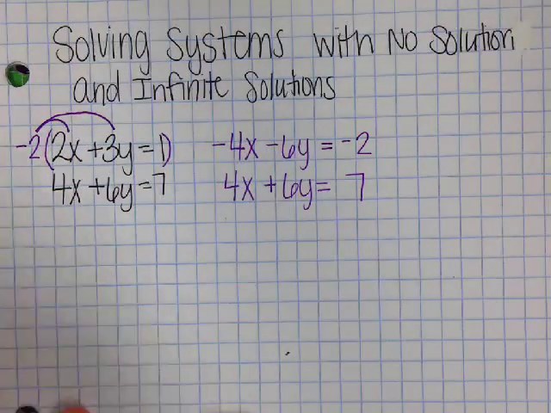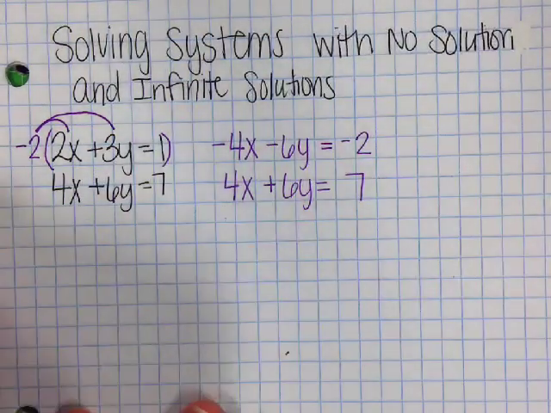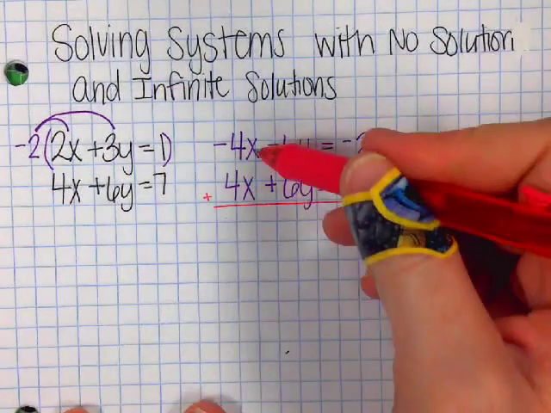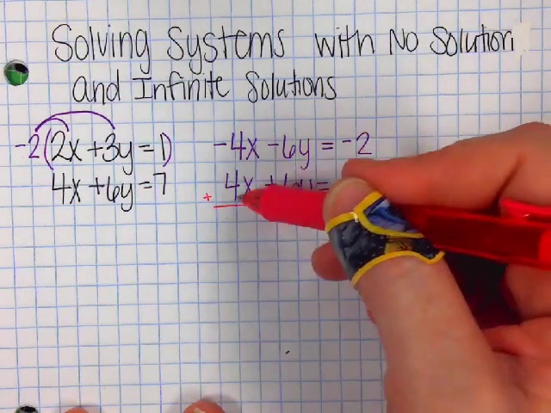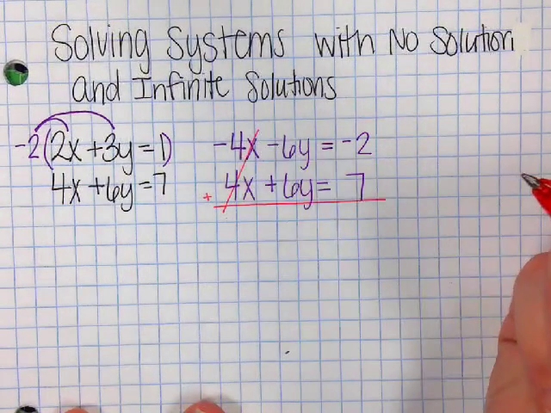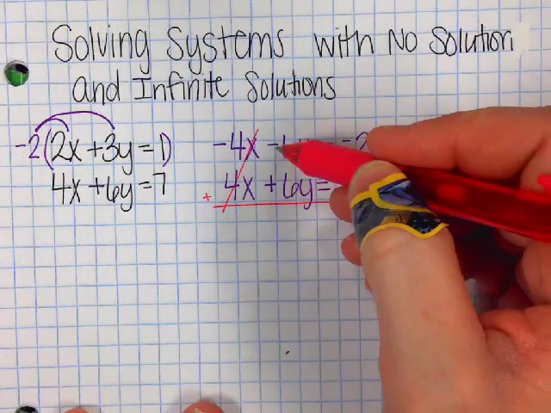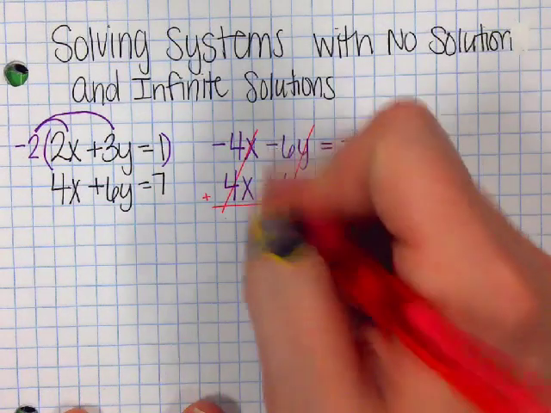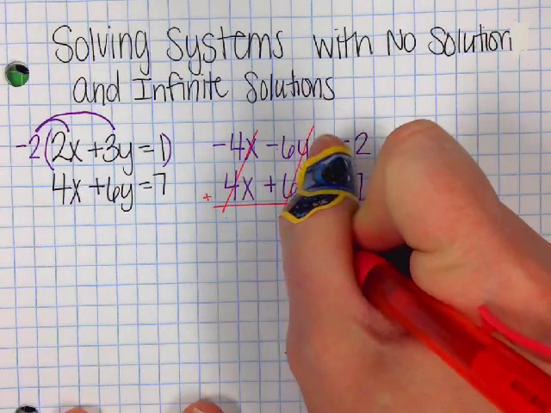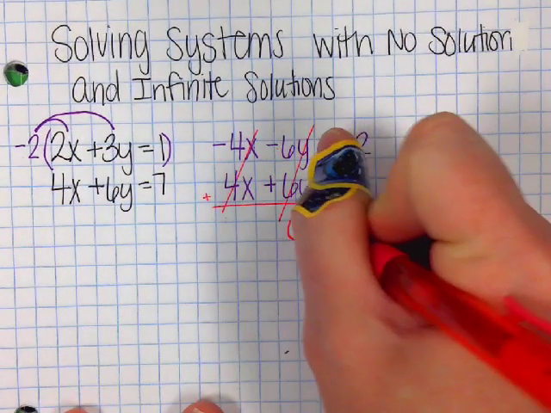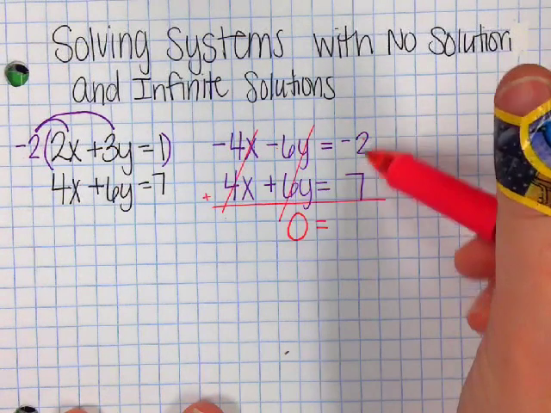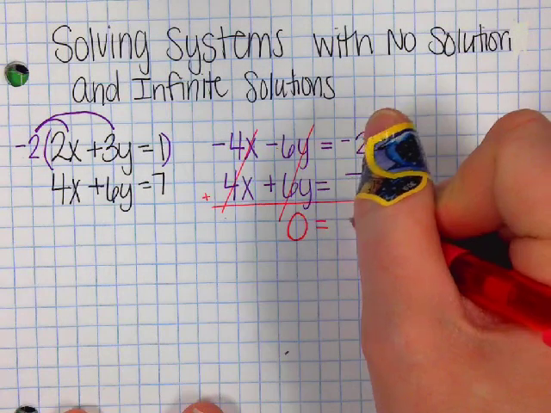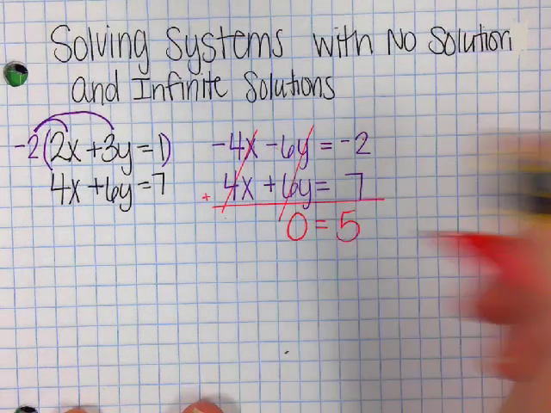Okay, now we're going to go ahead and actually combine them. So if I combine this equation, the -4x plus 4x, that cancels. Well, now look at this. -6y plus 6y, that also cancels. So that means you're left with 0 on this side equals -2 plus 7. If you take 7 and subtract 2, you get 5.